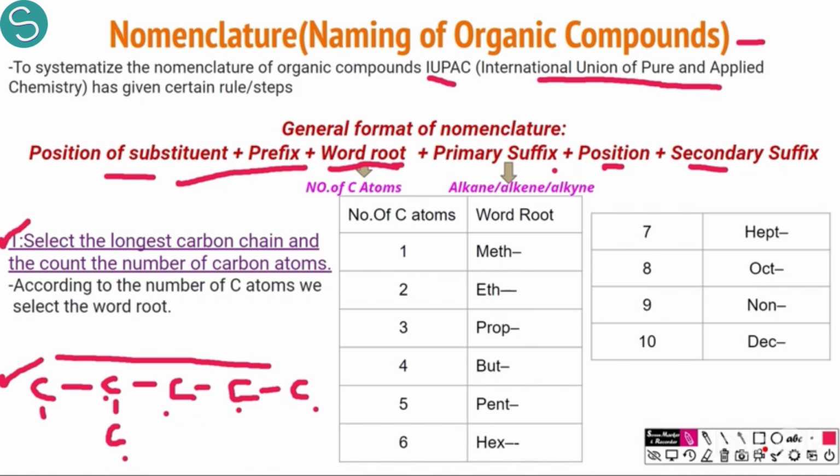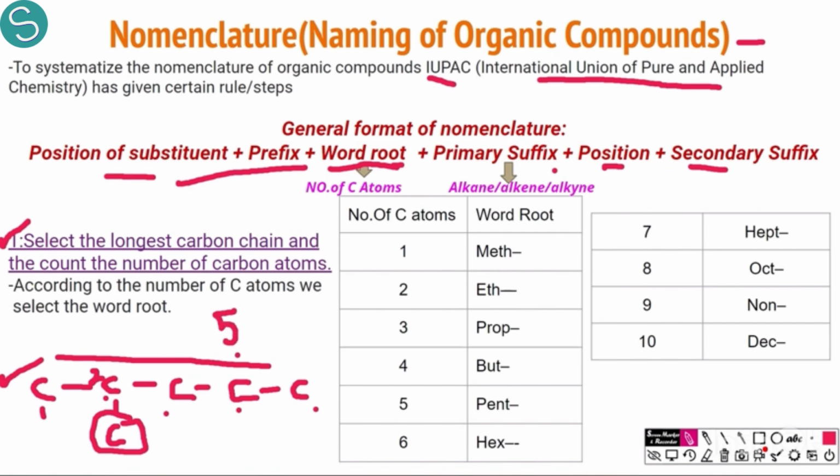If I take this carbon as well, 1, 2, 3, 4, 5, in this way also I have 5 carbons. So the longest carbon chain is the 5 carbon chain, and this molecule has a branch at the second carbon. So this is the second carbon. We take this longest carbon chain and we number it 1, 2, 3, 4, 5, and then we consider the number of carbons which are present. So here we have 5 carbons.